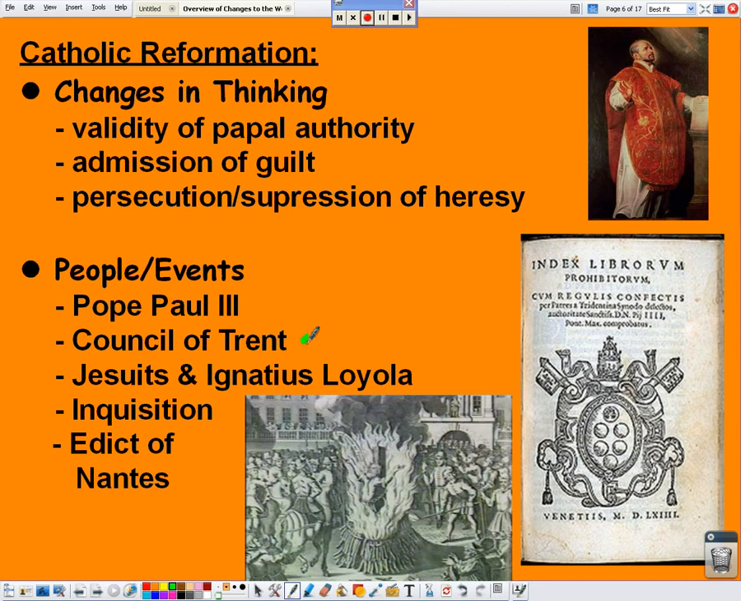The very first thing they do is they validate the Pope's authority. They say, yes, the Pope still is God's right-hand man on earth. Why would they need to validate the Pope's authority? Tarina? Partly that, yeah. Sahil?